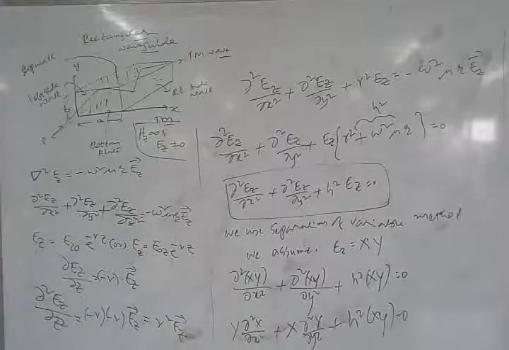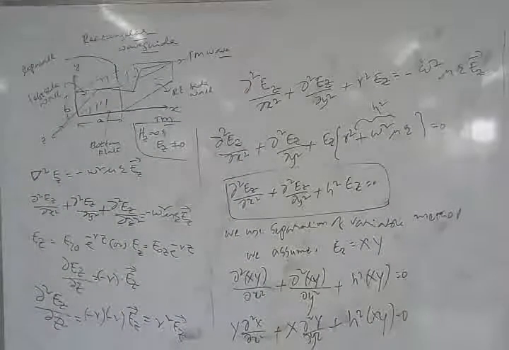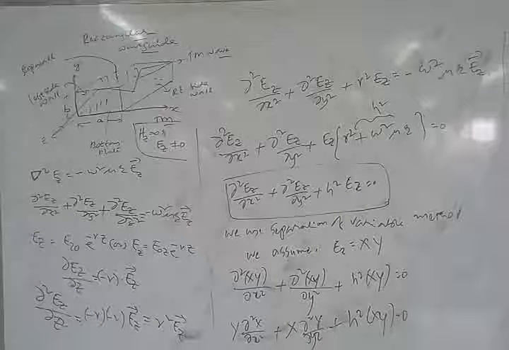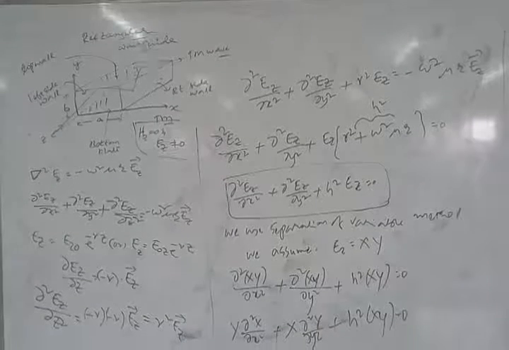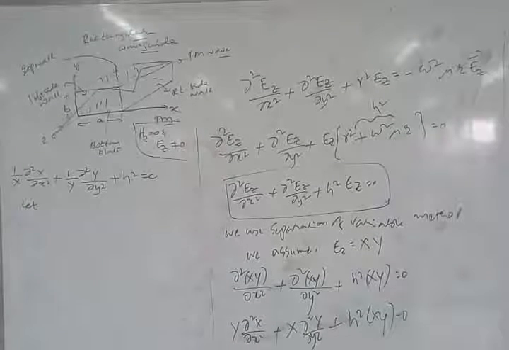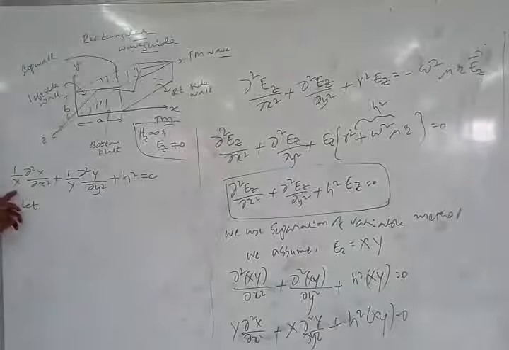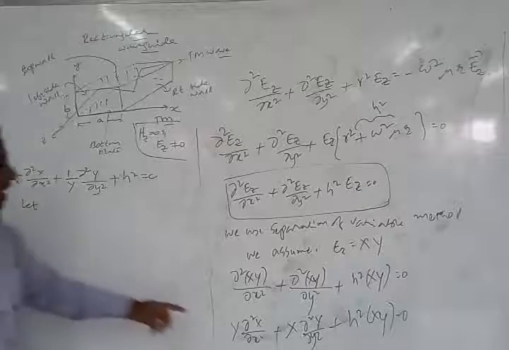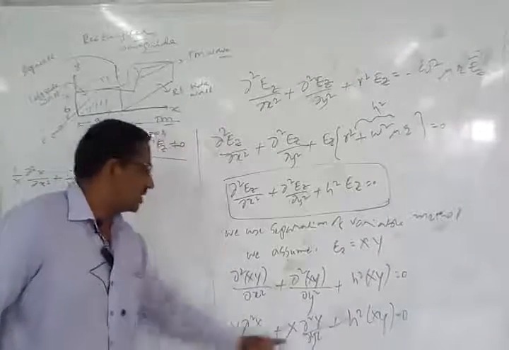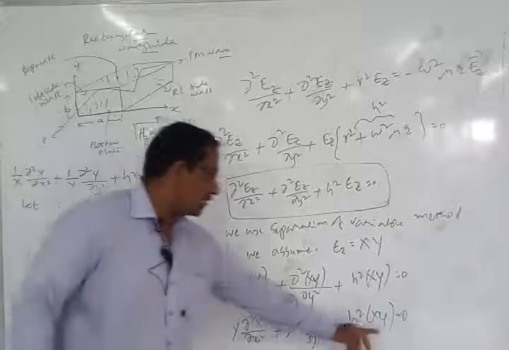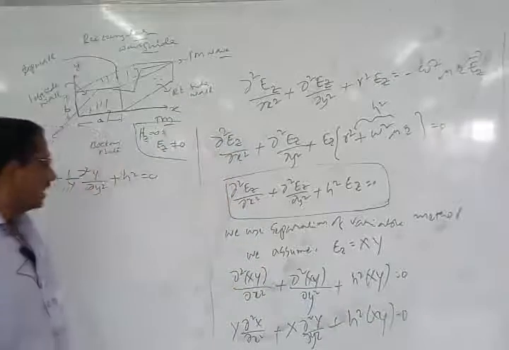I have to solve the equation. To solve it, I divide the right-hand side and left-hand side by XY. Let us try to do that now. By dividing LHS and RHS of the equation by capital XY, what will I get? See the equation I have here. When I divide this equation by XY, what will I get?